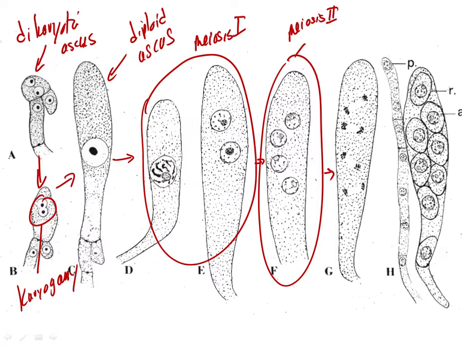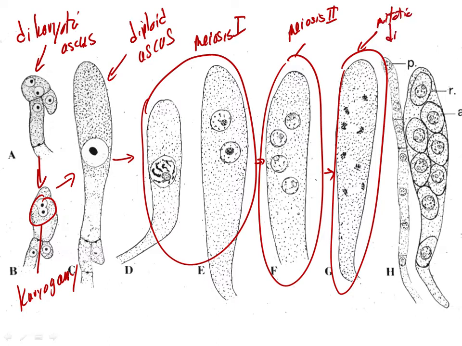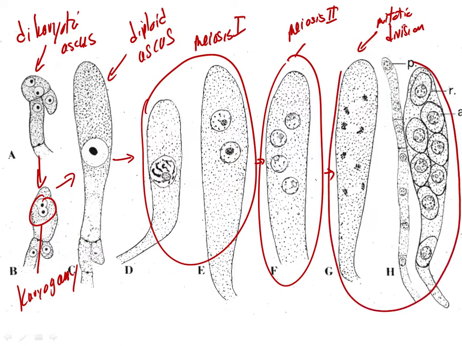And you recall, to get our eight cells, we have to have a mitotic division to produce eight cells. We could really circle these last two and say that's the mitotic division, because that gives us our 1, 2, 3, 4, 5, 6, 7, 8 ascospores, which are haploid.